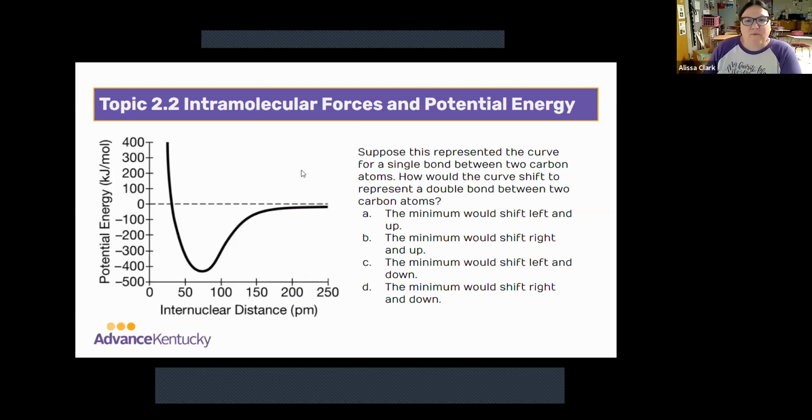Let's try one more. Suppose this curve represented a single bond between 2 carbon atoms. How would the curve shift to represent a double bond between 2 carbon atoms?